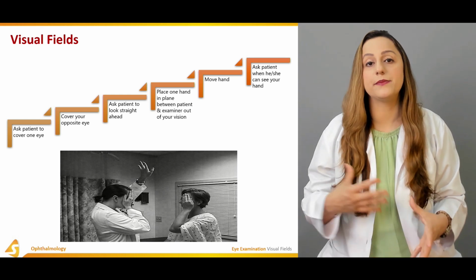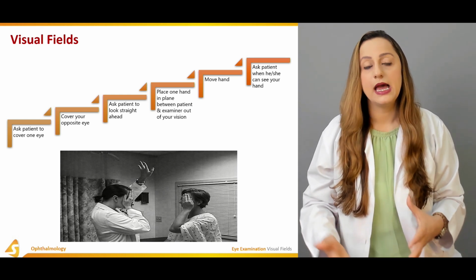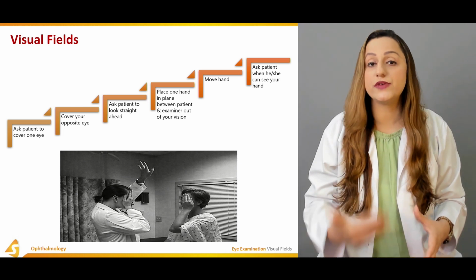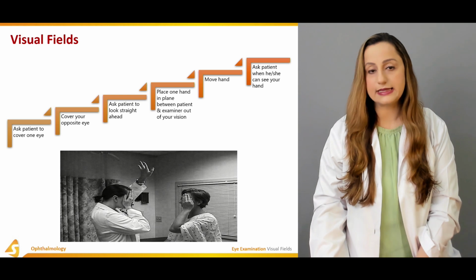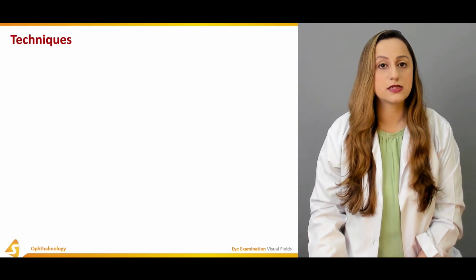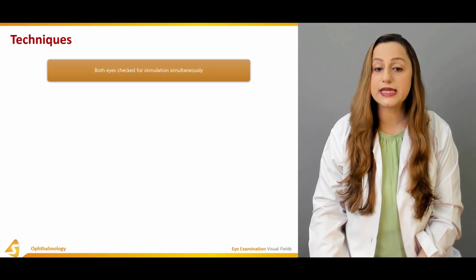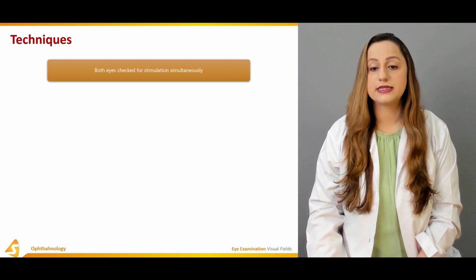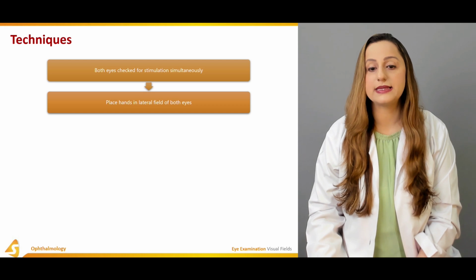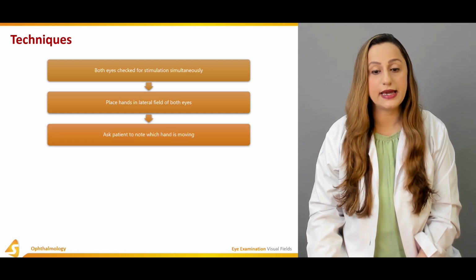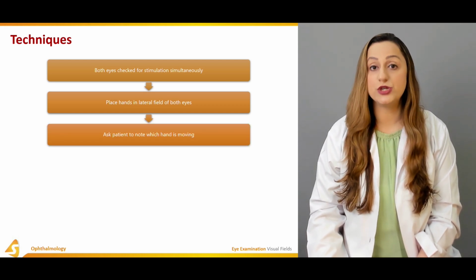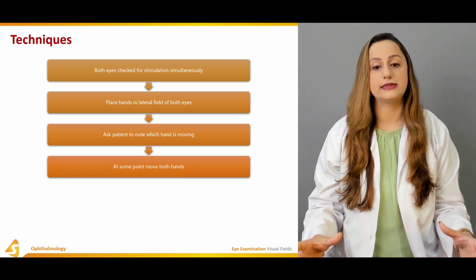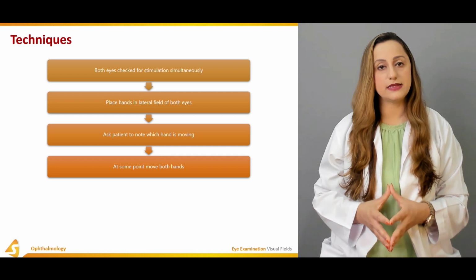If it is normal, the comparative study is present. As an examiner, you're going to compare your visual field with the visual field of the patient. This is the technique for conducting the visual field test. Then the other technique is that both eyes are checked with simultaneous stimulation: place the hand in the lateral field for both eyes, ask the patient to note which hand is moving, and at some point move both hands. This is the mainstay here.